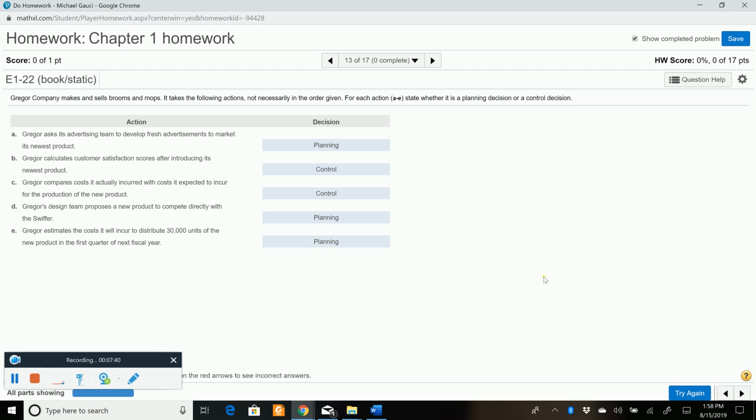And last but not least, letter E. Gregor estimates the cost it will incur to distribute 30,000 units of the new product in the first quarter of the next fiscal year. We are planning for the future. Okay, so once again, decisions are either planning decisions or control decisions. Planning decisions happen before we mass produce the product and distribute to our customers. Control decisions, on the other hand, are when we're evaluating after the fact. Okay, very good homework question. Hopefully you have a better handle on that.